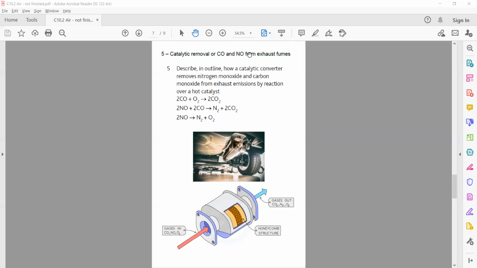So John, do you know anything about exhausts? No, not really, sir. Just, I only know that carbon monoxide comes out the back.